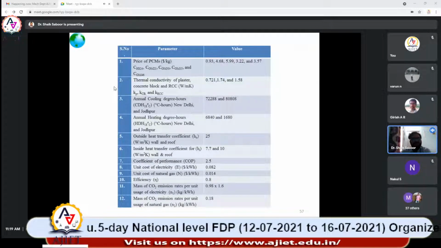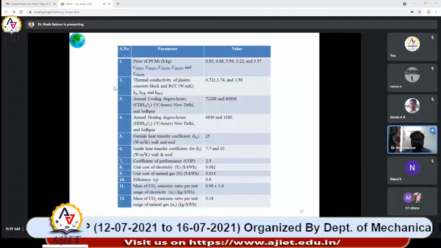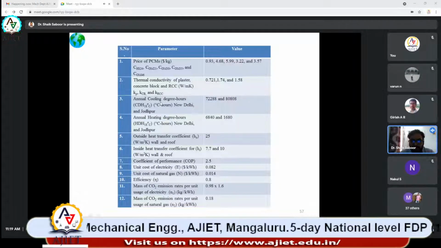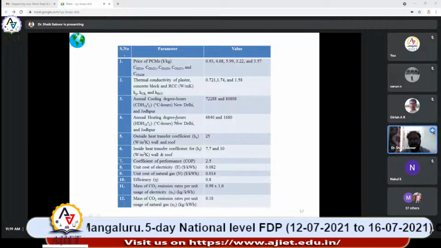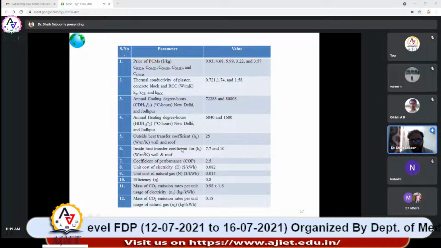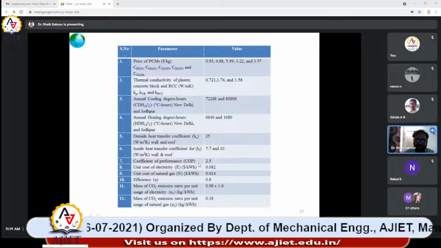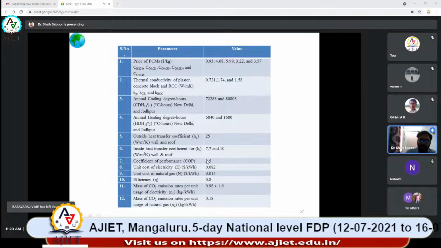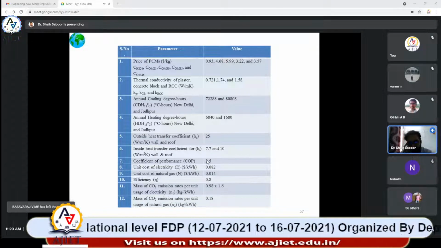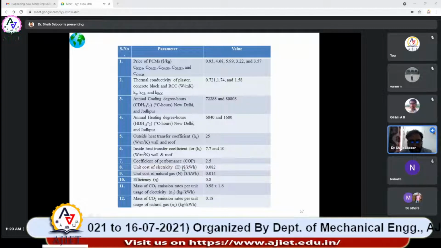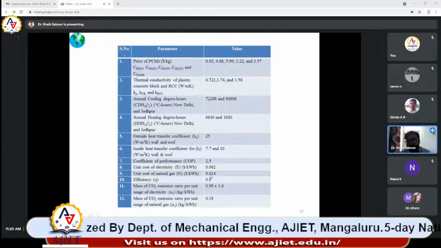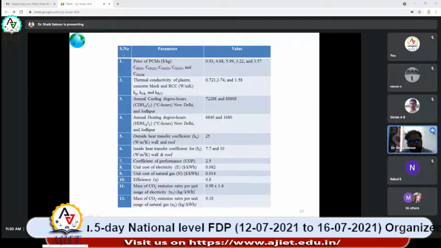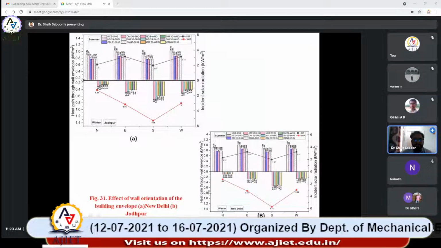These are the parameters we consider: the price of the PCMs available in the market, and we explore the thermal conductivity of other things, plaster, annual cooling degree hours, annual heating degree hours, outside heat transfer coefficient, inside heat transfer coefficient, and the coefficient of performance for the worst case. Suppose you are using a low performing air conditioner, how much will the COP be? Why have we assumed the worst case? Because we are testing it for the worst case. Unit cost of electricity, unit cost of natural gas for heating, efficiency of the heater, and the carbon emission rate per unit usage of electricity: all those things we consider as parameters.